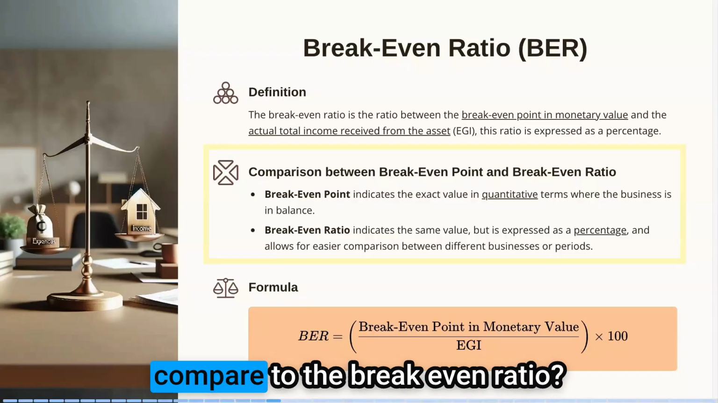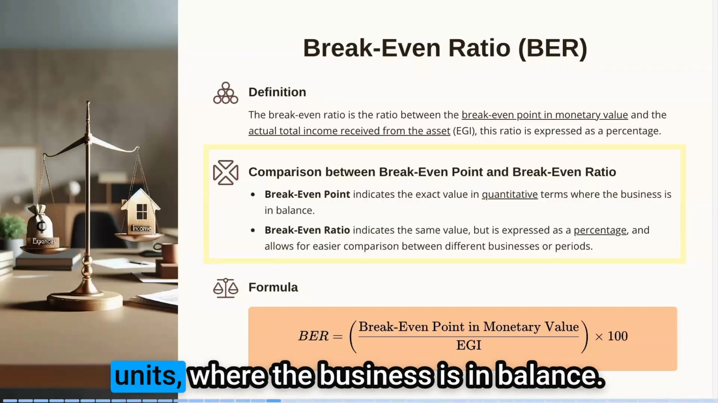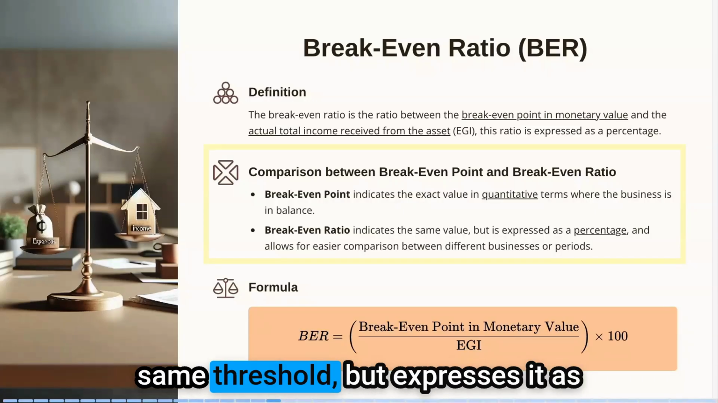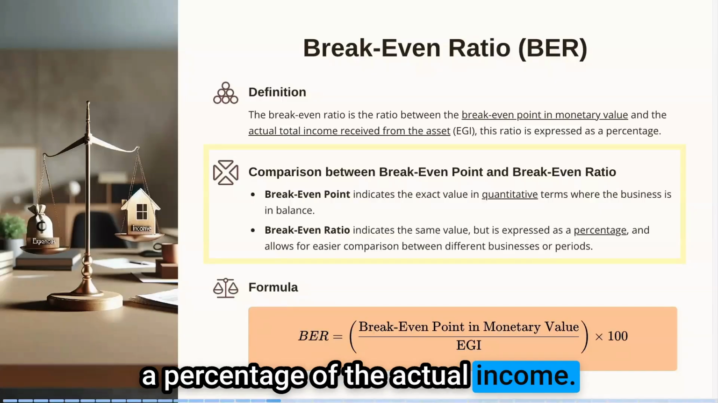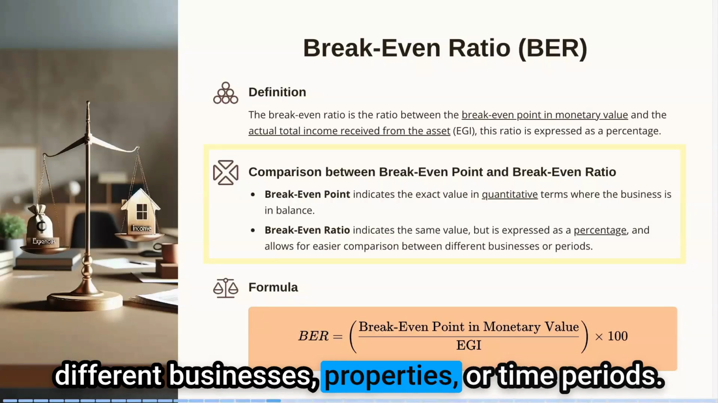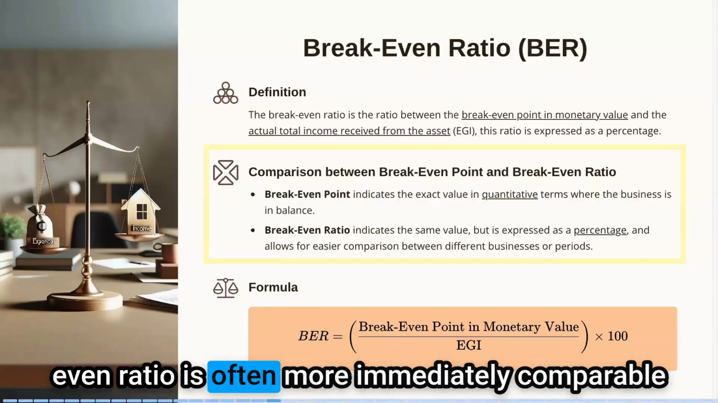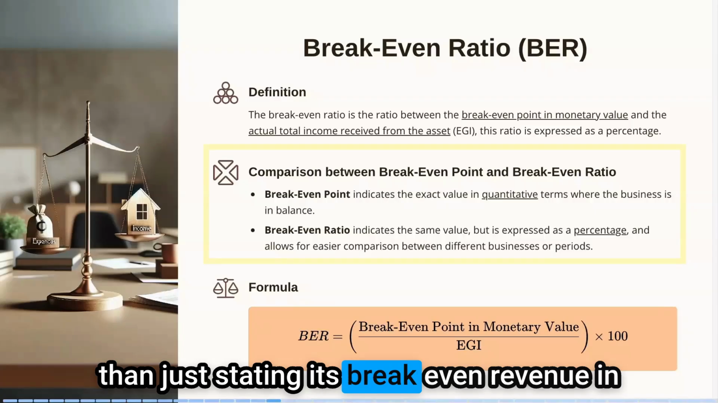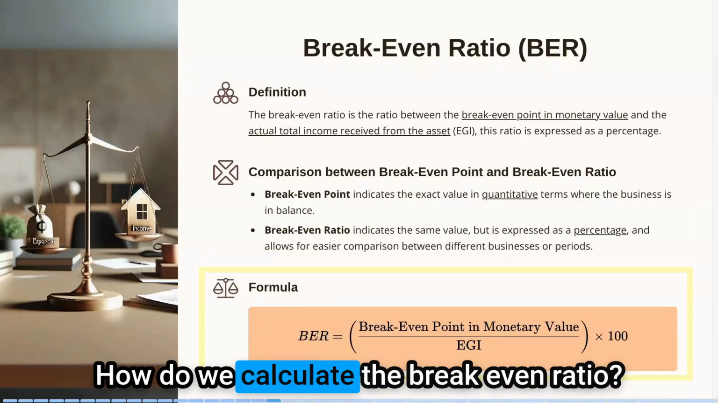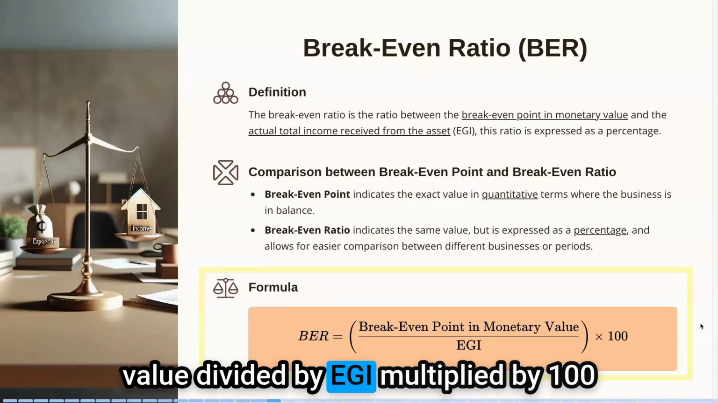How does the break-even point compare to the break-even ratio? The break-even point indicates the exact value in quantitative terms, dollars or units, where the business is in balance, no profit, no loss. The break-even ratio indicates that same threshold, but expresses it as a percentage of the actual income. This percentage format often makes it easier to compare the risk or efficiency between different businesses, properties, or time periods. For example, saying a property has an 80% break-even ratio is often more immediately comparable than just stating its break-even revenue in dollars, especially if you're comparing it to another property with a different income level. How do we calculate the break-even ratio? BER equals break-even point in monetary value divided by EGI multiplied by 100.